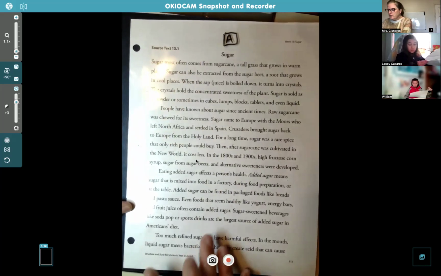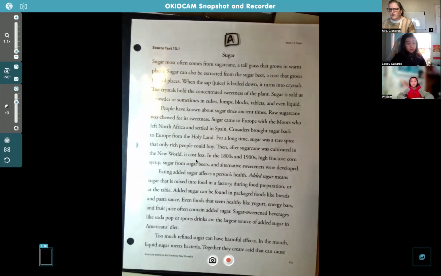It says, sugar most often comes from sugar cane, a tall grass that grows in warm places. Sugar can also be extracted from the sugar beet, a root that grows in cool places. When the sap or juice is boiled down, it turns into crystals. The crystals hold the concentrated sweetness of the plant. Sugar is sold as a powder or sometimes in cubes, lumps, blocks, tablets, and even liquid.